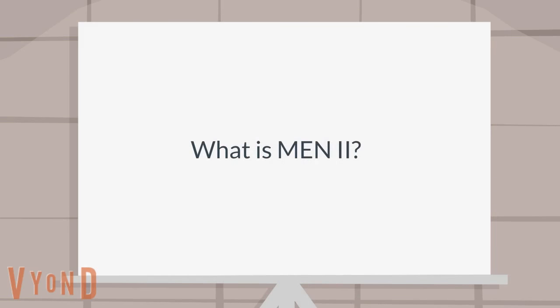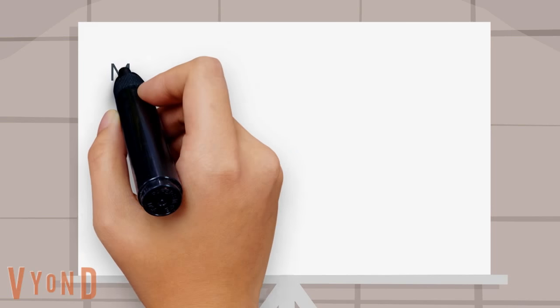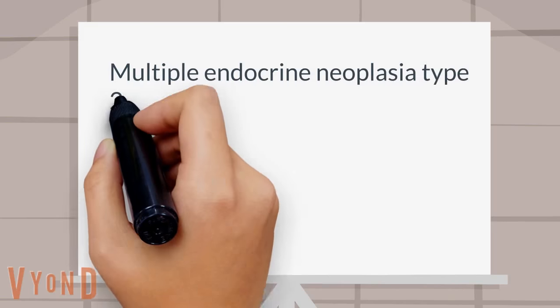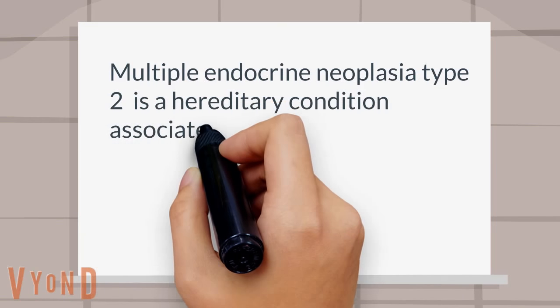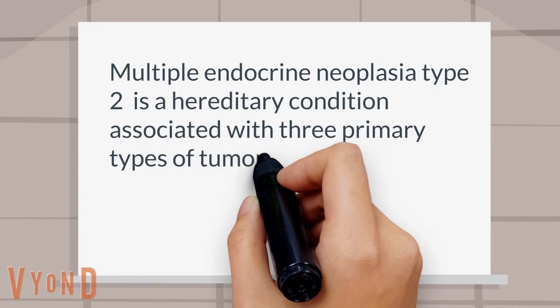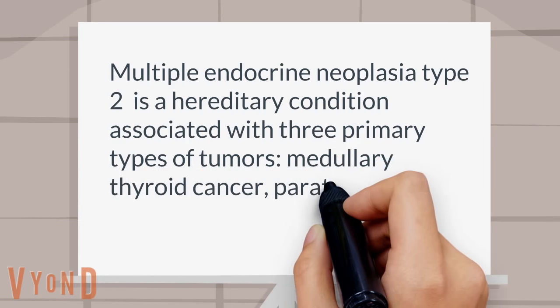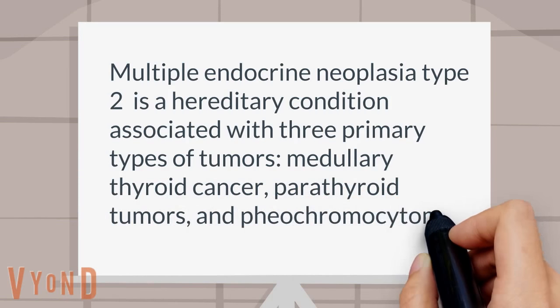What is MEN2? Multiple endocrine neoplasia type 2 is a hereditary condition associated with three primary types of tumors: medullary thyroid cancer, parathyroid tumors, and pheochromocytoma.